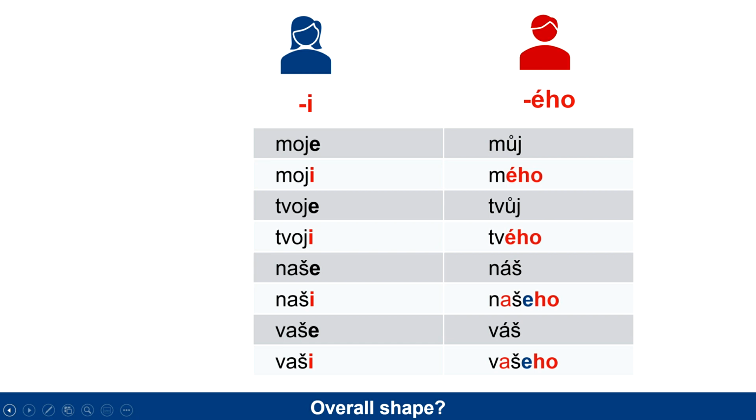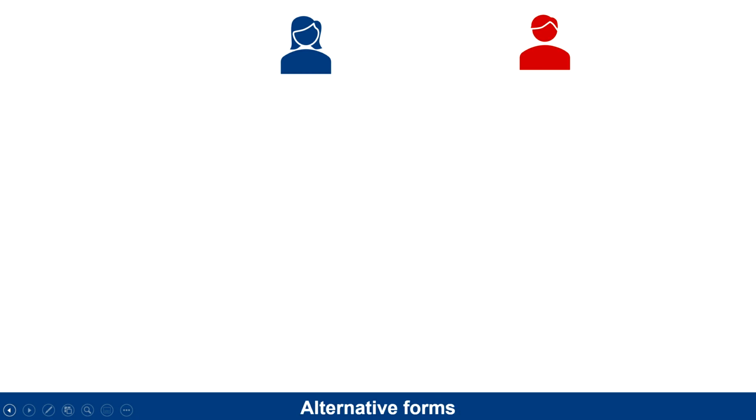But again, it's fairly regular. You just notice that in náš and váš, the long á gets shortened into a short a. So náš becomes našeho, váš, vašeho. But that's a very small change that you can very quickly get used to.